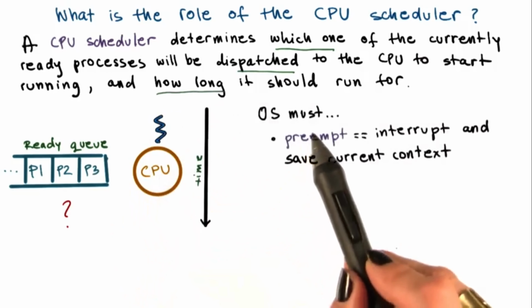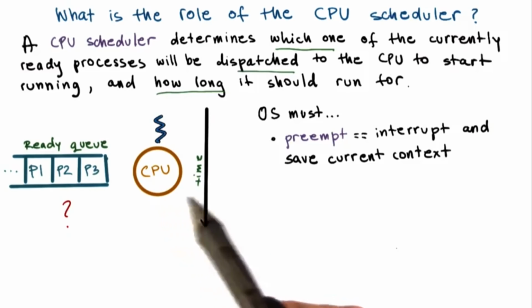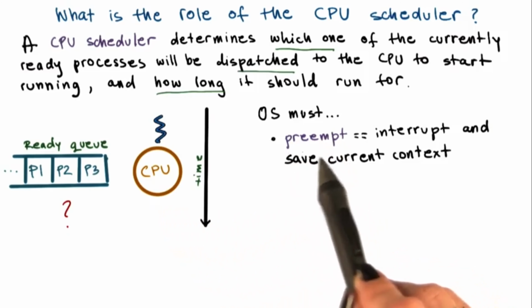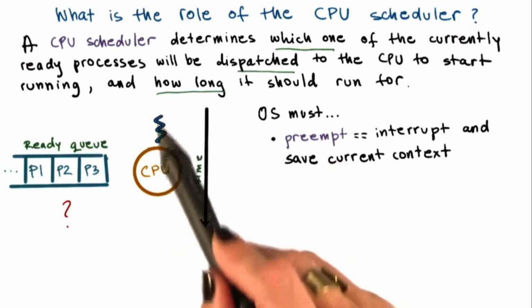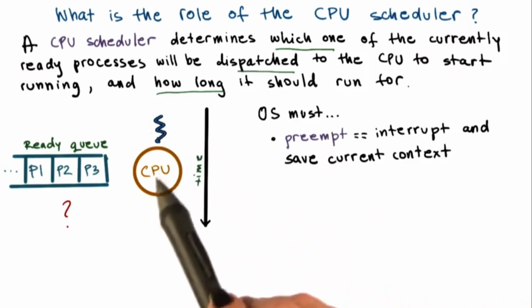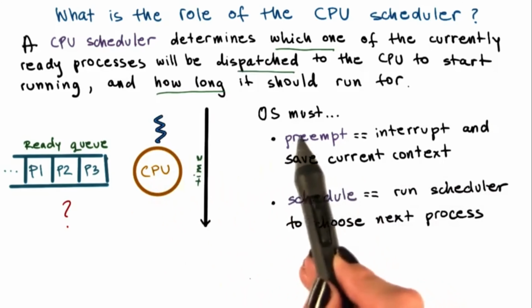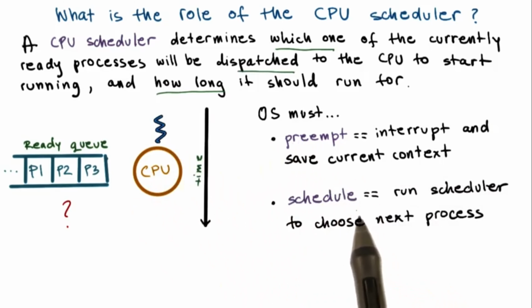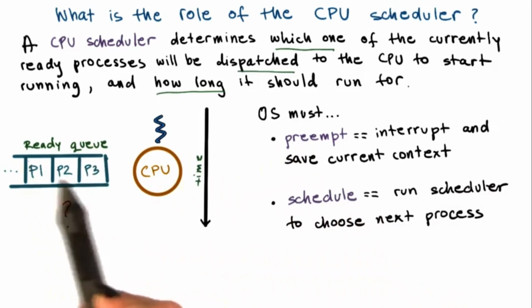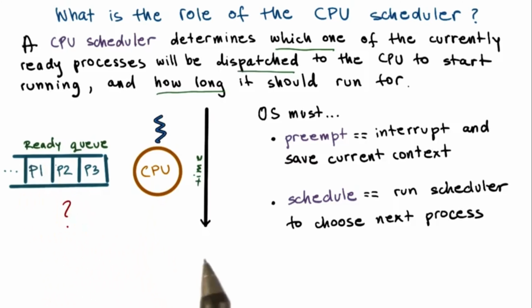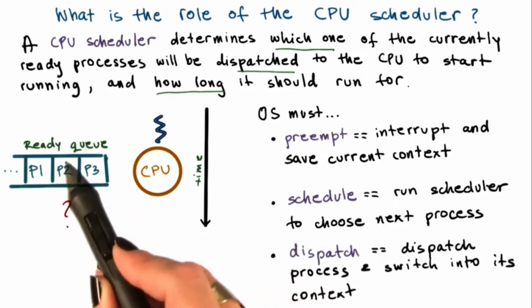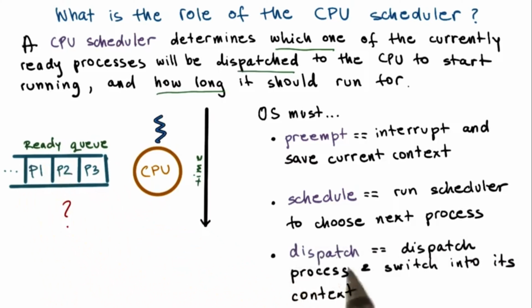Over time, this means that in order to manage the CPU, the operating system must be able to preempt, to interrupt the executing process and save its current context. This operation is called preemption. Then the operating system must run the scheduling algorithm in order to choose one of the ready processes that should be run next. And finally, once the process is chosen, the OS must dispatch this process onto the CPU and switch into its context so that that process can finally start executing.